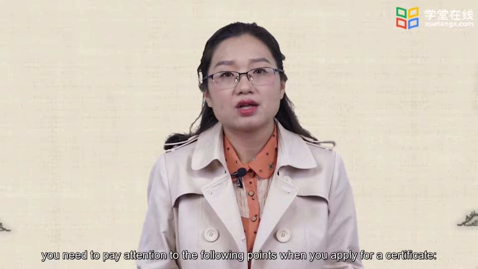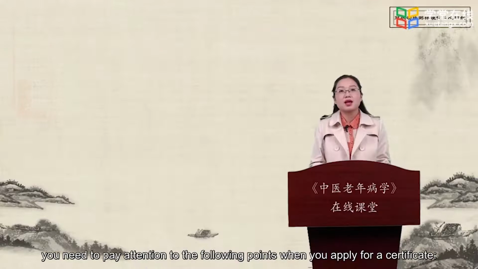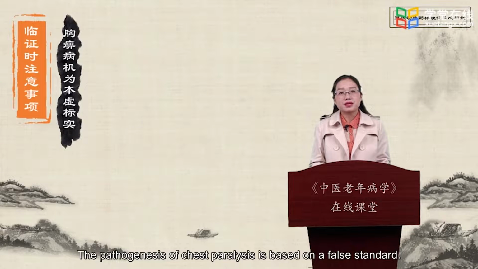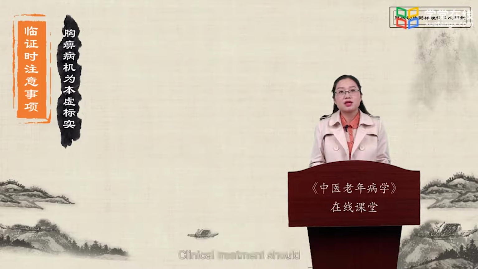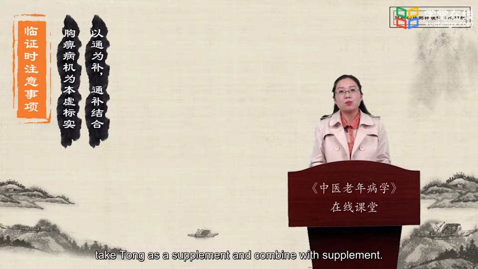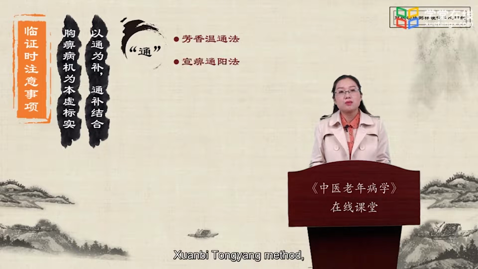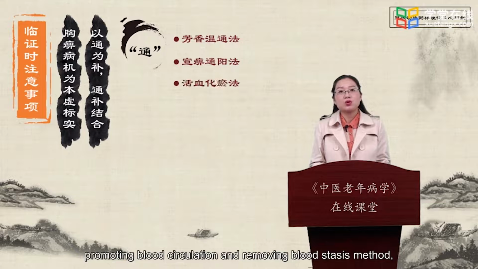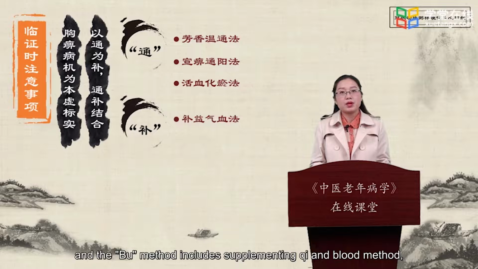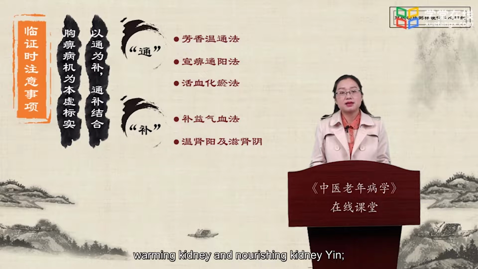At the same time, you need to pay attention to the following points when you apply for a certificate. The pathogenesis of chest pain is based on a force. Clinical treatment should take tone as a supplement and combine with supplement. The tone method includes aroma warming method, 宣臂通阳 method, promoting blood circulation and removing blood stenosis method, and the Bu method includes supplementing qi and blood method. Warming kidney and nourishing kidney in.